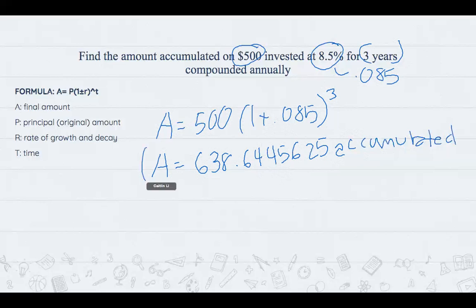This number would mean the amount you would have accumulated for 3 years. So that would be your answer.